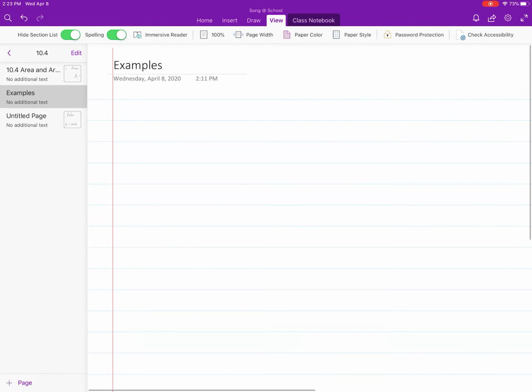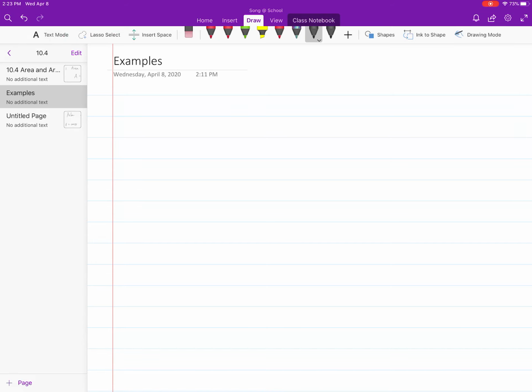Let's try some examples. Number 1, always start with something easy, so we know we're using the right formula. Area of a unit circle.